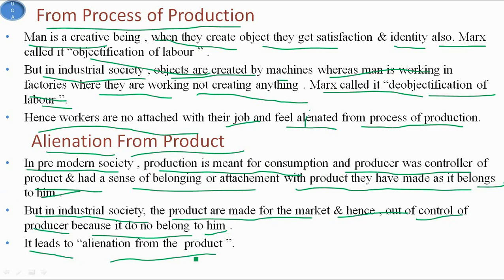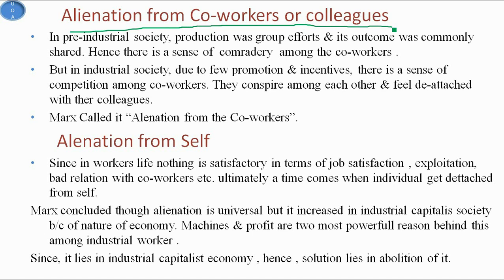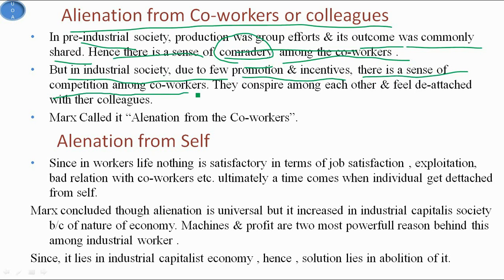Then the third point, that is alienation from co-workers or colleagues. Basically in pre-industrial society, production was a group effort and its outcome was commonly shared. Hence there was a sense of camaraderie, meaning friendship, among the co-workers. But in industrial society, due to few promotions and incentives, there is a sense of competition among co-workers. They conspire against each other and feel detached from their colleagues. So Marx calls it alienation from co-workers.